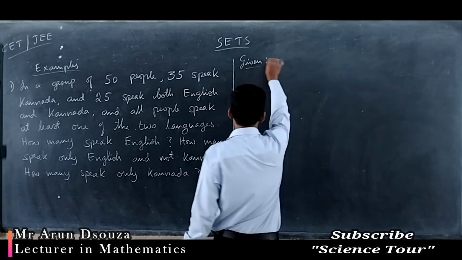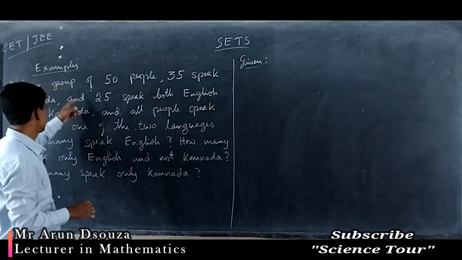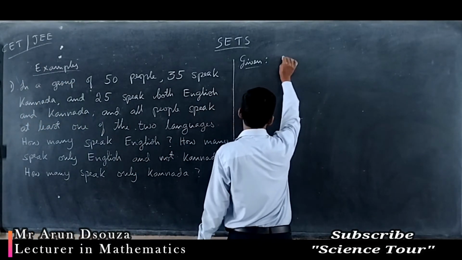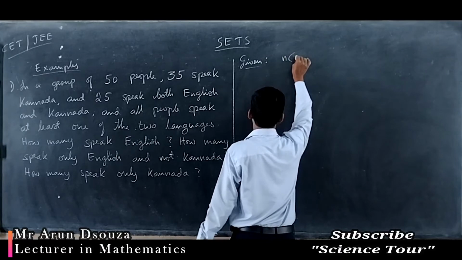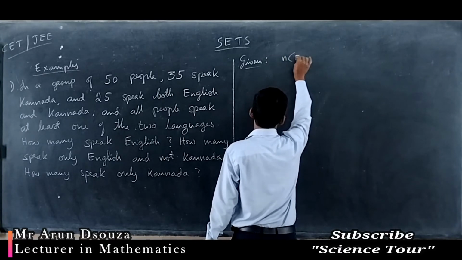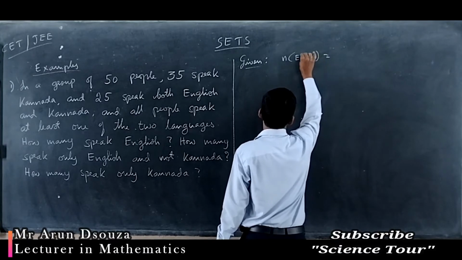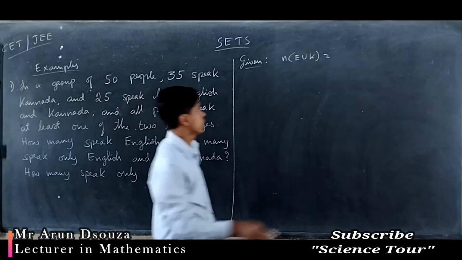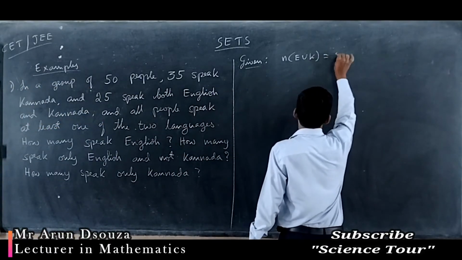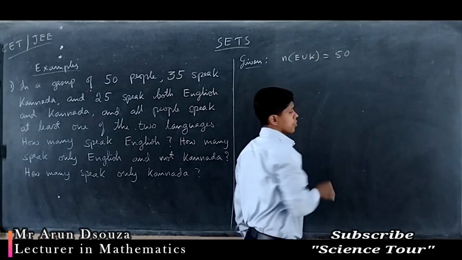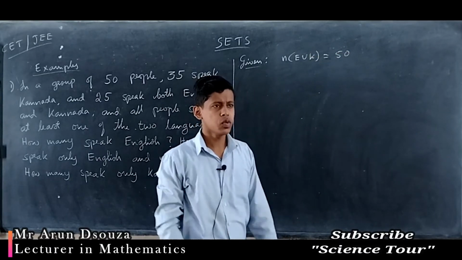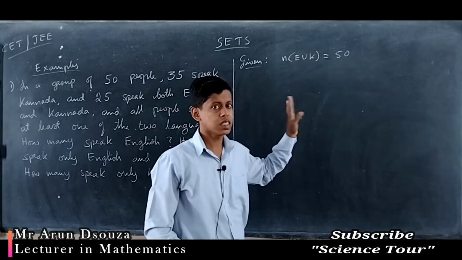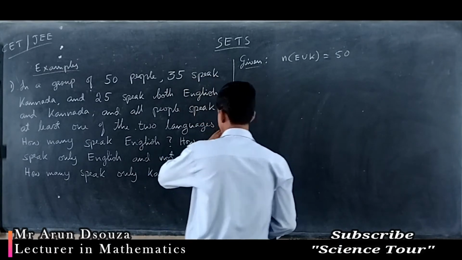But before that, I'll write the given data. I'll use some symbols. I'll use symbol E for English, K for Kannada. That's pretty easy to understand. Now, what is N of English union Kannada? E union K is 50. Why is this not universal and union? In some questions universal and union are two different things. Here they are the same things. I'll explain that again in the Venn diagram.